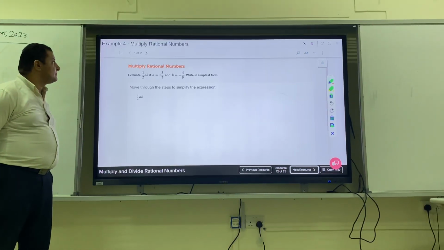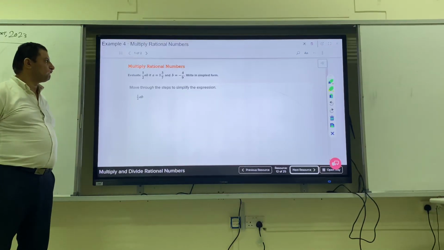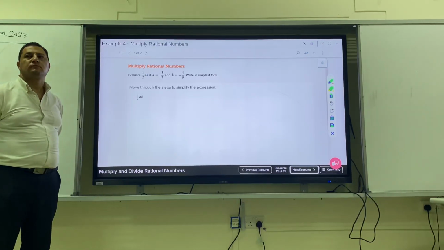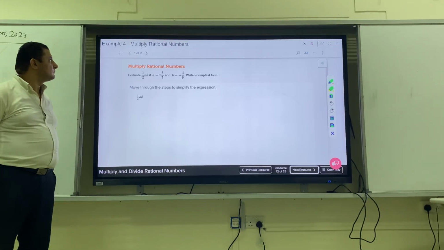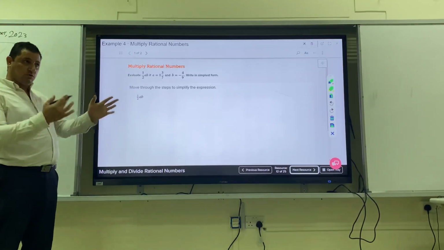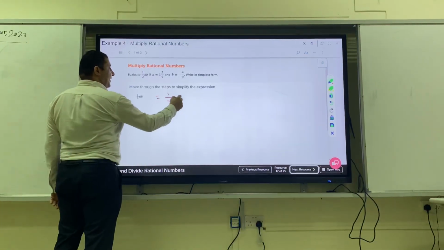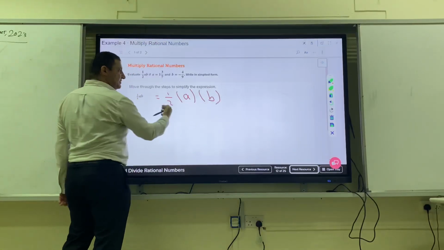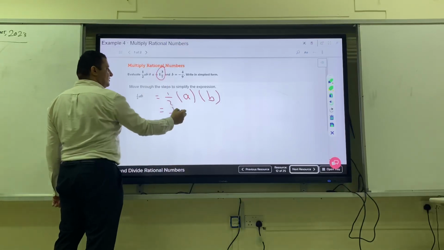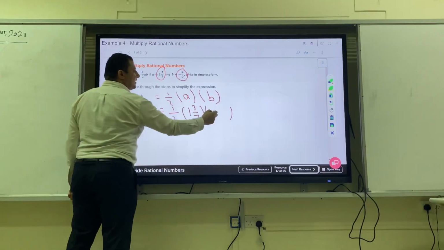Evaluate half AB if A is equal to 1 and 3/7 and B equal to negative 4 over 9. First of all, he says evaluate. Because he says evaluate, I need to substitute the values instead of the variables. So if I have half AB, this is the expression, yeah? It's the same as 1/2, and A is 1 and 3/7, and B is negative 4 over 9.